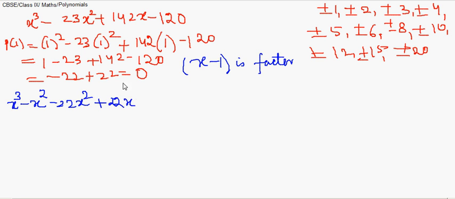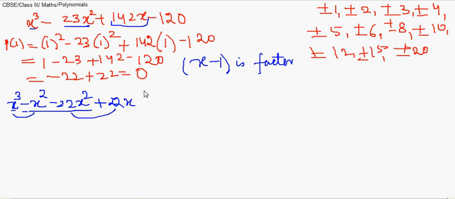I'm trying to split up all the terms, because see, x cube is remaining x cube. Now minus 23x square is split as minus x square minus 22x square. That's giving me minus 23x square. Now I'm splitting 142x, but these are all to be paired, right? Out of 142x, I have written 22.